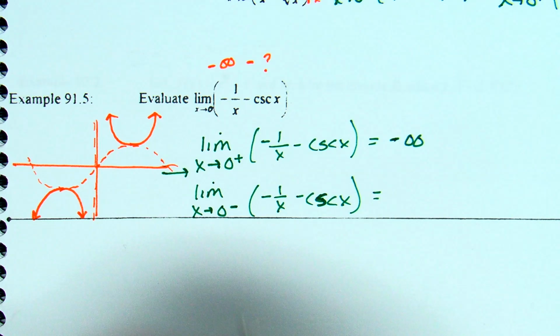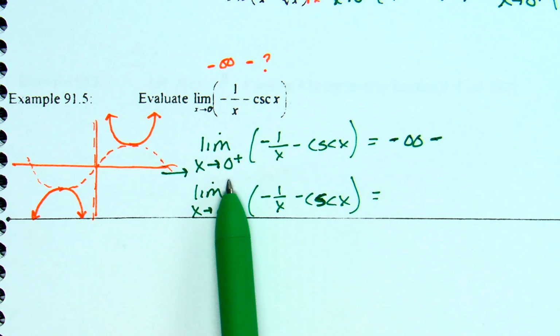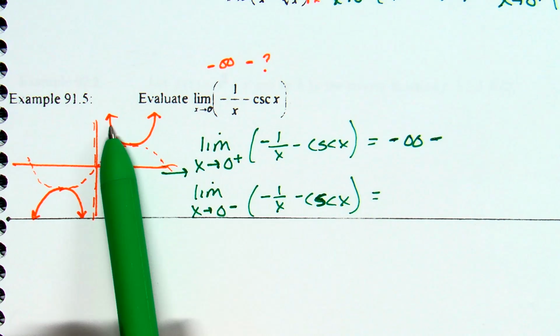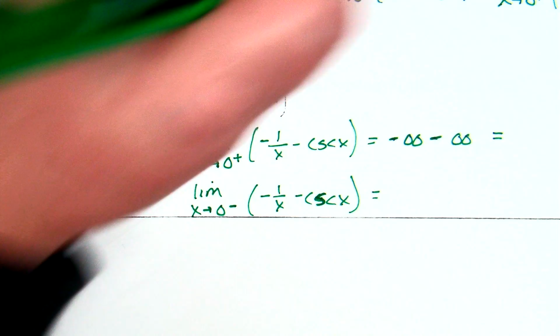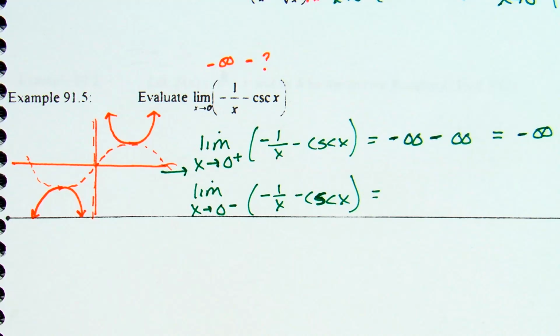Minus, what does cosecant of 0 do from the right? It goes where? Up to positive infinity. So from the right, it's negative infinity minus infinity, which still puts us at what kind of infinity? But negative infinity. When you're already in negative infinity, you're subtracting more infinity, you're in negative infinity.